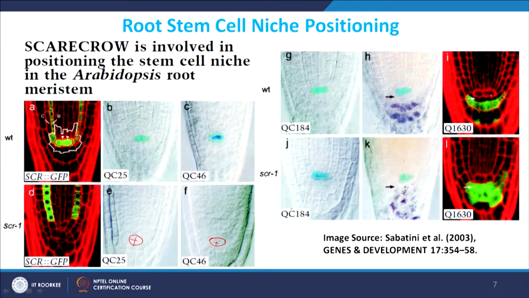So, as you can see in the wild type case, this is QC, and this layer, the D1 layer, which has columella stem cells, this gene is not expressed here, but the D2 layers, which has the differentiated columella cells, express Q1630. But in scarecrow mutant background, you can see that the cells just below the QC start accumulating columella specific markers. This all together suggests that scarecrow is important in not only giving QC a proper identity, but also positioning the stem cell initial at the right position.